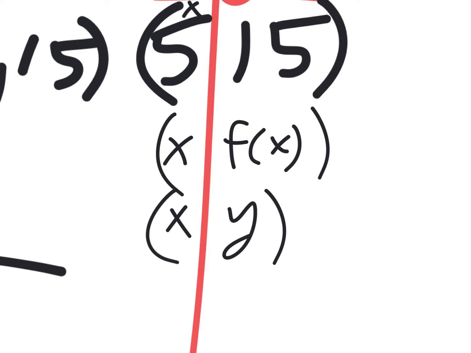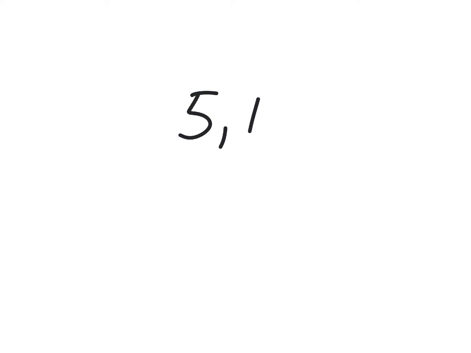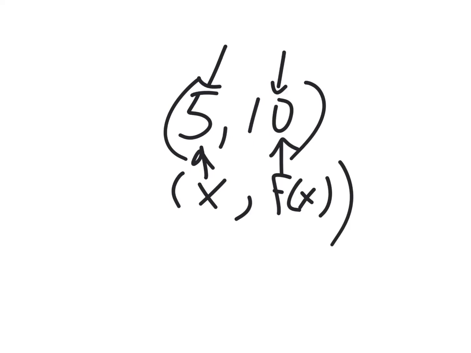Okay, that's the next little step, is to start thinking of every point you see. If I give you 5 comma 10, you got to be able to say, well, that's the x, and that's the f of x. X was 5, and f of x, I know, it's the same thing as y, but you could think of it as x comma f of x.